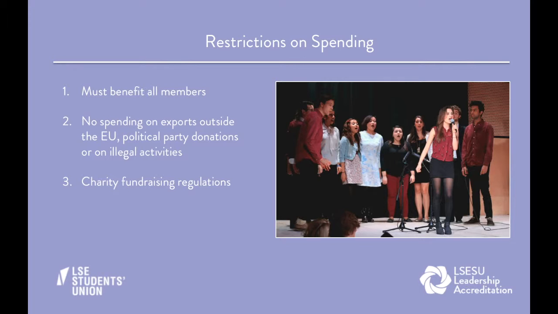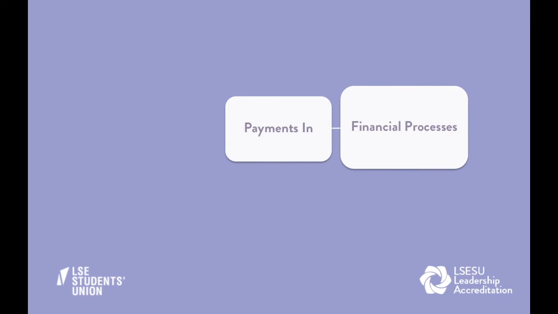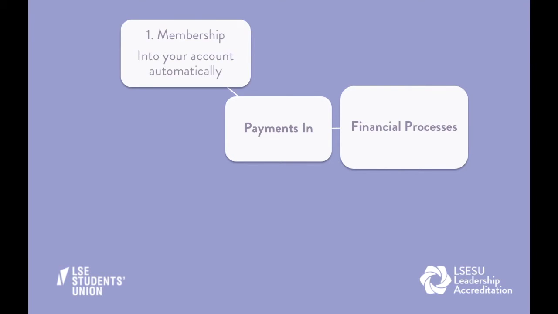So that covers payments out from your society. What about payments in, funding for your society? Well, there's three main ways that societies get money: membership, sponsorship, and grants. Membership money goes into your account automatically when any student buys a membership of your society. People must join societies at the ARC or using the SU website. They can't pay you cash and then have you bring it to the ARC for them.